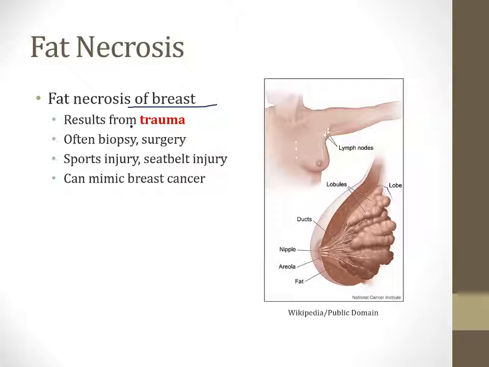So women who have trauma to the breast can develop fat necrosis of the fatty tissue in the breast. Often this is after a biopsy or surgery on the breast, but it can also be from a sports injury or a seatbelt injury. And unfortunately, many women develop fat necrosis without recalling the injury because it didn't seem that bad at the time. And they will present with a lump that can mimic breast cancer, and it can be hard to differentiate this from malignancies of the breast.